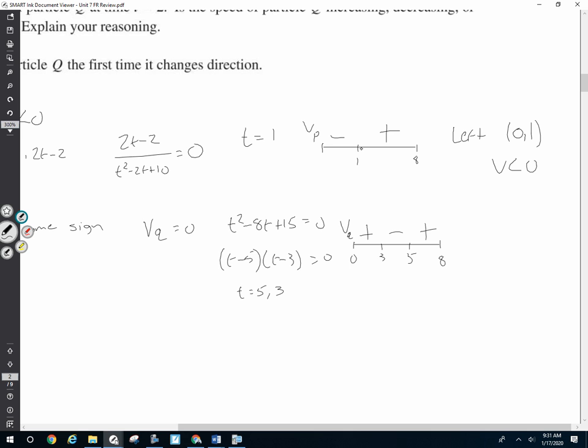So 0 to 1 is negative. So there's never going to be traveling in the same direction to the left. We're going to be traveling in the same direction from 1 to 3, and then 5 to 8.